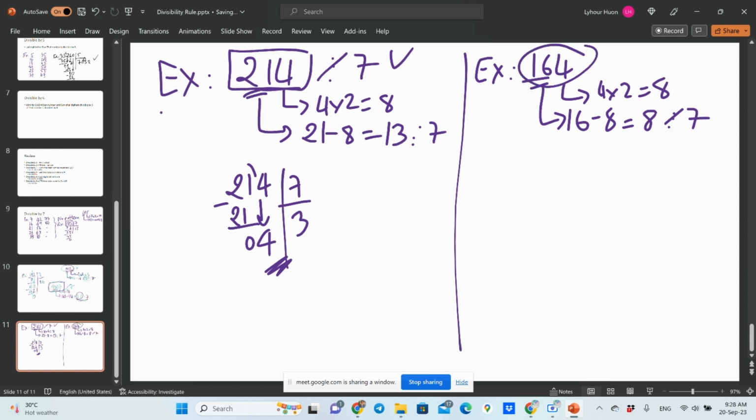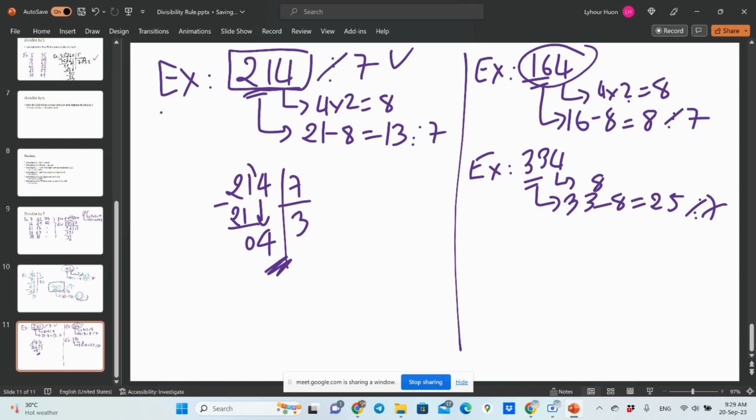How about another example? This number, 334. The 4 we double, it will be 8, the same as here. 33 subtracted by 8 is 25. Then it's still not divisible. Still not divisible by 7.